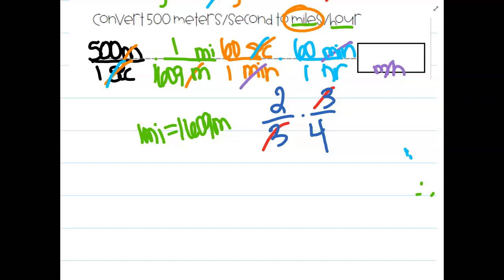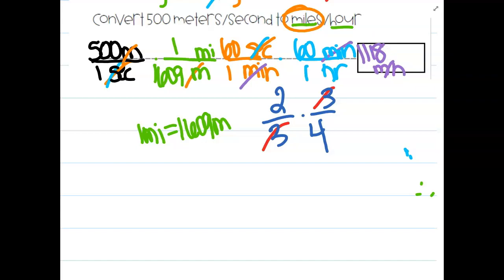So how are you going to multiply these out? The easiest thing to do is multiply all the numerators, multiply all the denominators, and then divide them. If I were to multiply all the numerators, the only denominator other than 1 is 1,609. If you divide those out, you're going to get 1,118 miles per hour, which is very fast.